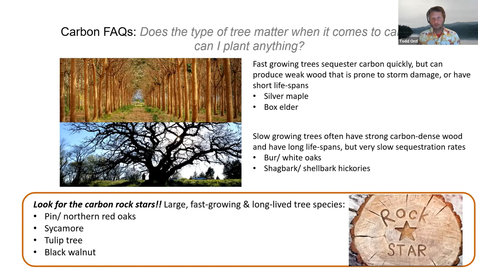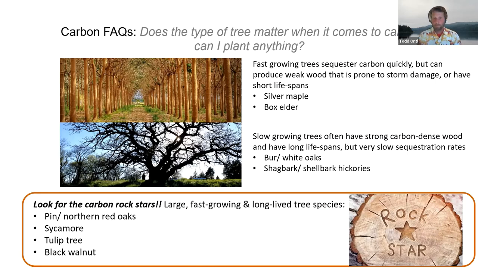Things like pin oaks or northern red oaks grow fairly quickly, and they're long-lived, and they're strong and carbon-dense. Sycamore, tulip tree, black walnut. These are just some examples, and it really depends, of course, on where you are. And so this is all to say, none of these things would I ever recommend, don't look to the fast-growing species, or don't consider the slow growing species, just recognize that they all have different pros and cons in terms of that balance between sequestration and storage.